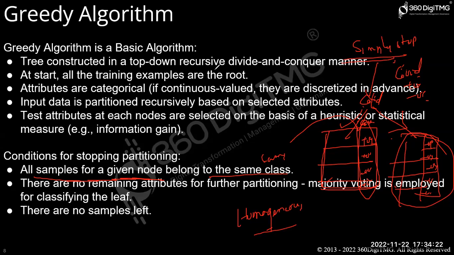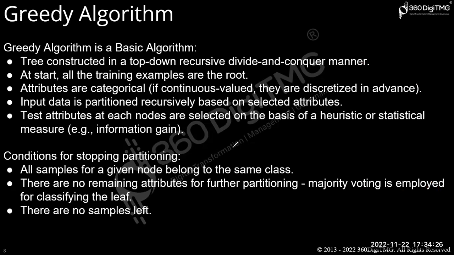So this is where we will be stopping that recursive classification, or you can say splitting the tree. There are no remaining attributes for further partitioning. If you don't have any attributes left to do the partition, in that case, we can stop there. And there are no samples left. In order to do classification, we don't have any samples.